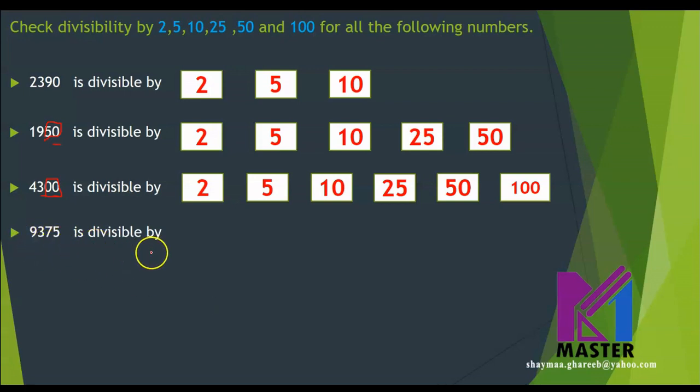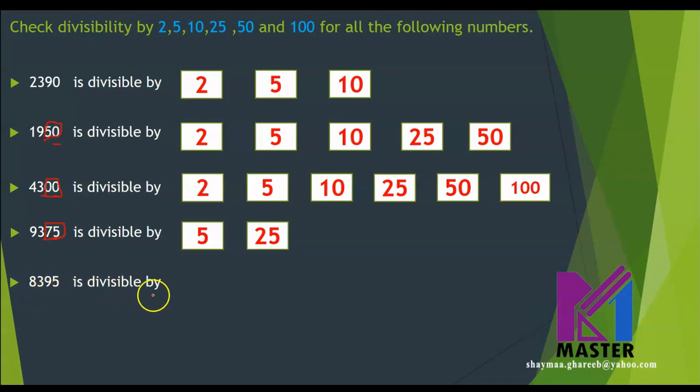9375 is divisible by, is it divisible by 2? No. It ends with 5, so it's not divisible by 2. Is it divisible by 5? Yes. Is it divisible by 10? No. Is it divisible by 25? Yes, because it ends with the 75 here. Is it divisible by 50? No. Is it divisible by 100? No.